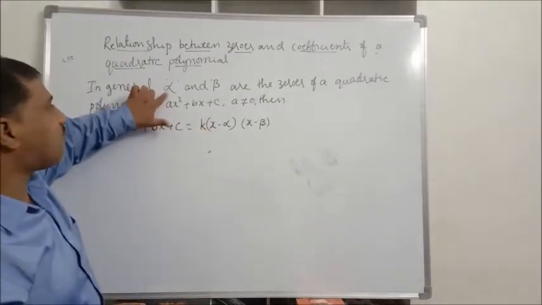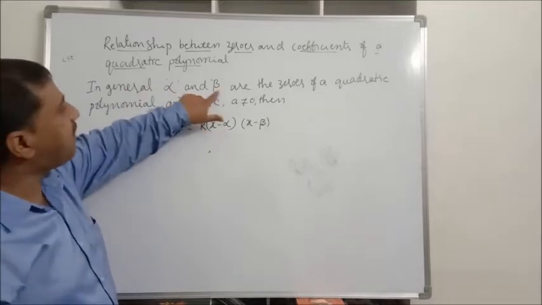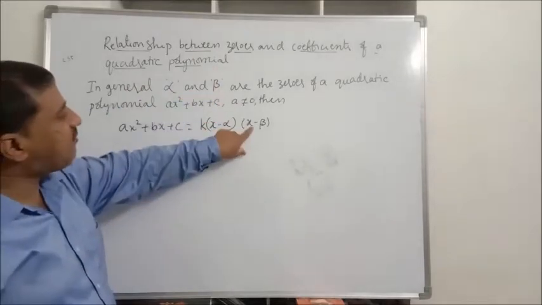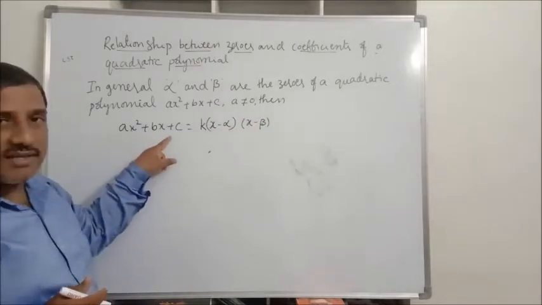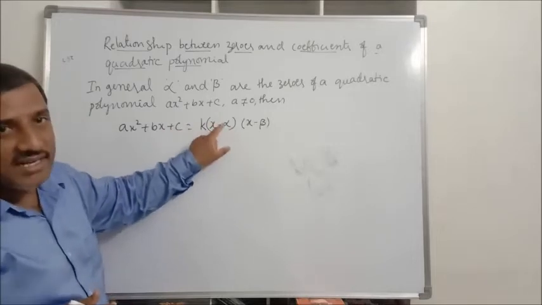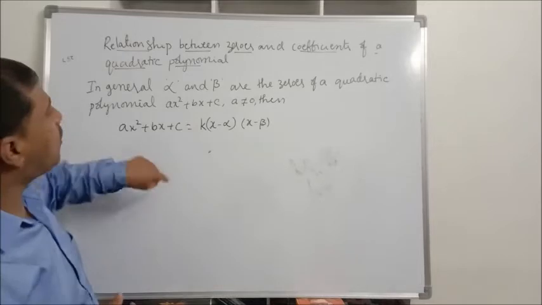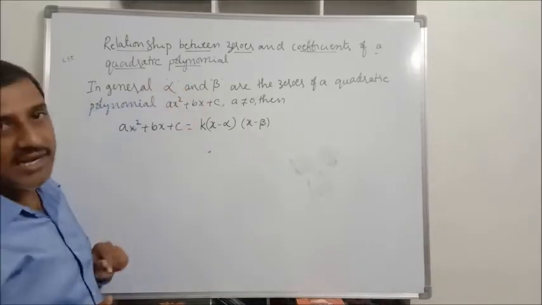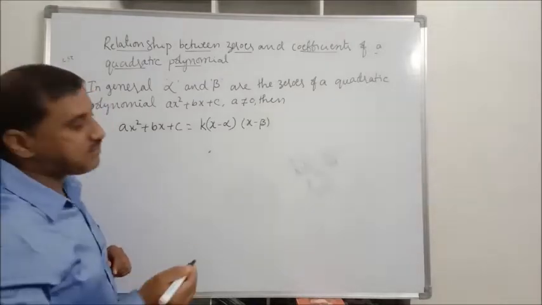If alpha is a zero, then its factor will be x minus alpha. Similarly, if beta is a zero, then its factor will be x minus beta. So, ax square plus bx plus c, whose zeros are alpha and beta, is equal to k into x minus alpha into x minus beta.